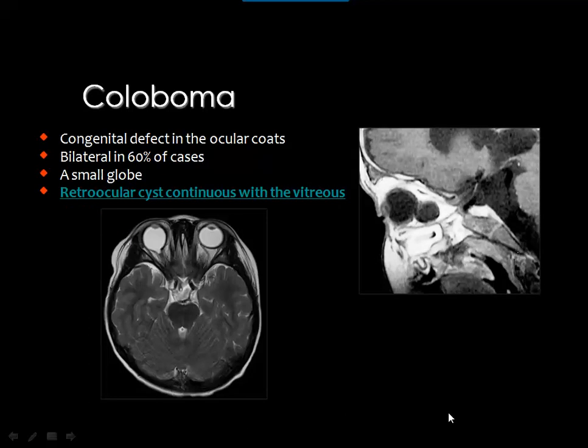Coloboma is a defect in the ocular coats leading to the formation of a retroocular cystic lesion communicating with the ocular cavity and containing some of the vitreous. Then the globe will be small because some of its contents are now in a cyst behind. Coloboma can be large and can be small, like this one.